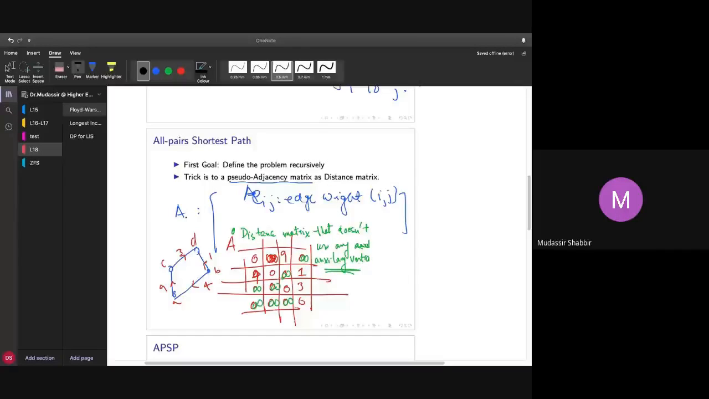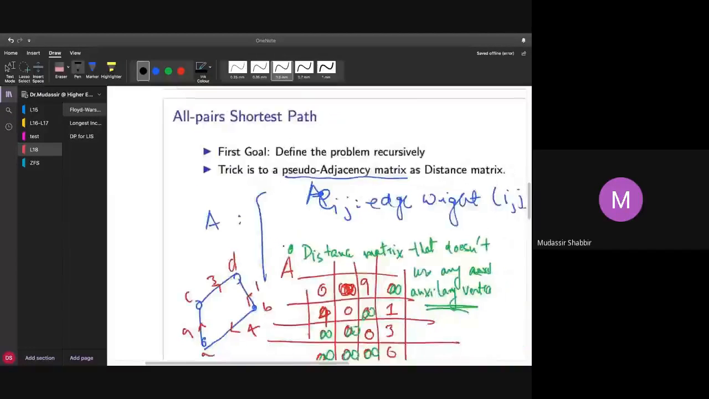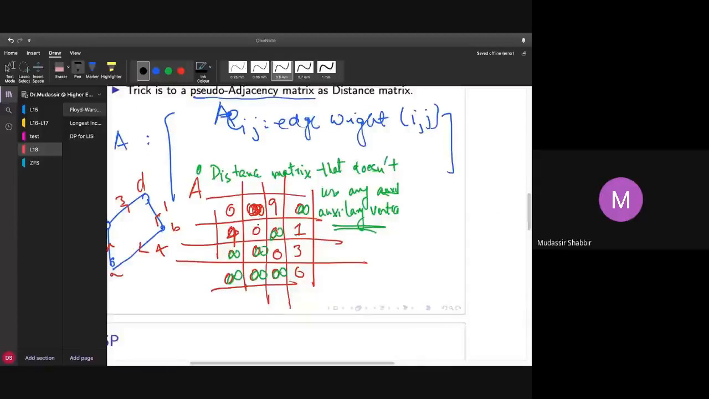Okay, an adjacency matrix is a matrix which represents a graph. It has a 1 wherever there is an edge, and it has a 0 where there is no edge. Last time I created a sort of pseudo adjacency matrix from the adjacency matrix, which looks like this. So we have weights wherever there are weights on the edges, and we have 0 along the diagonal, and we have infinity where there is no edge.